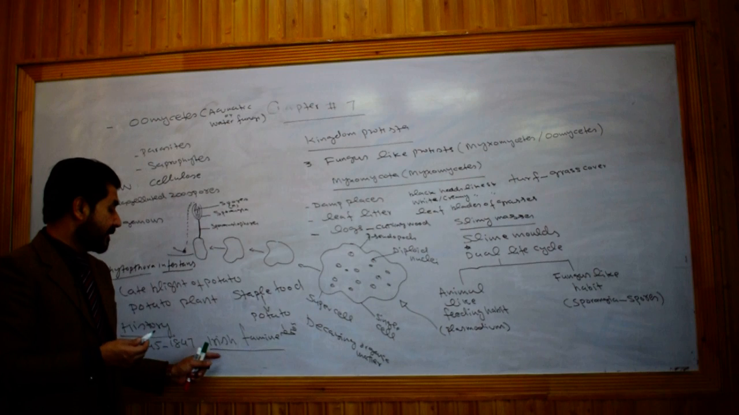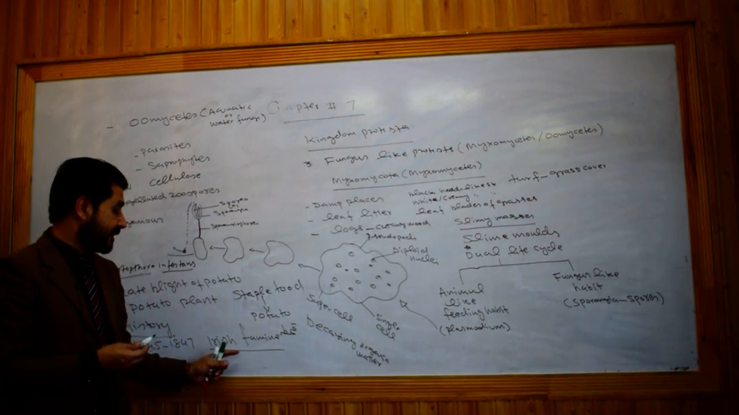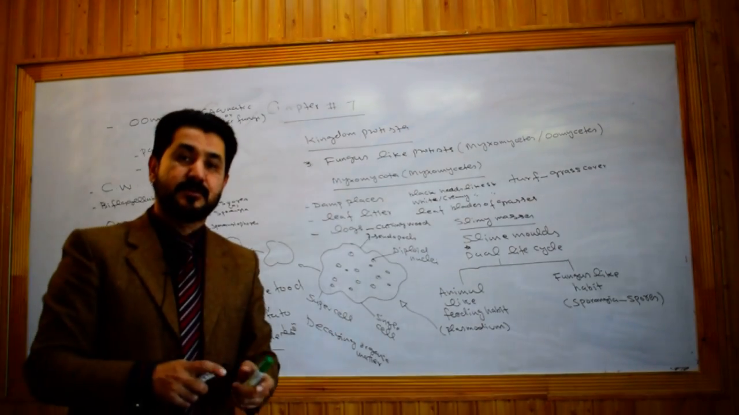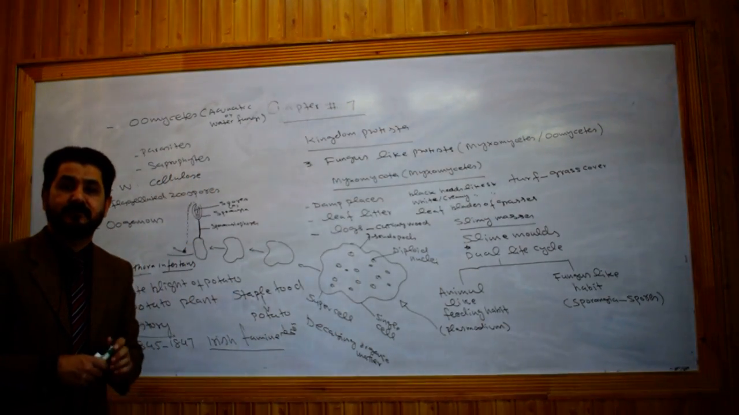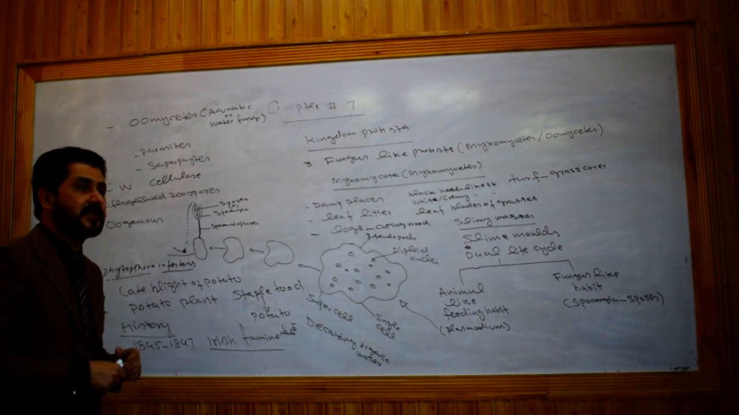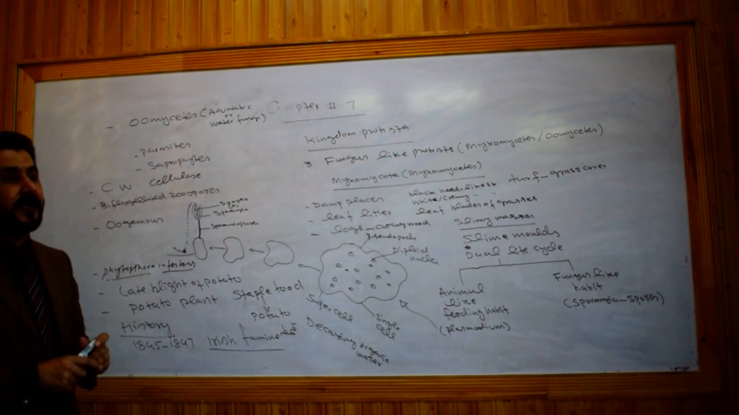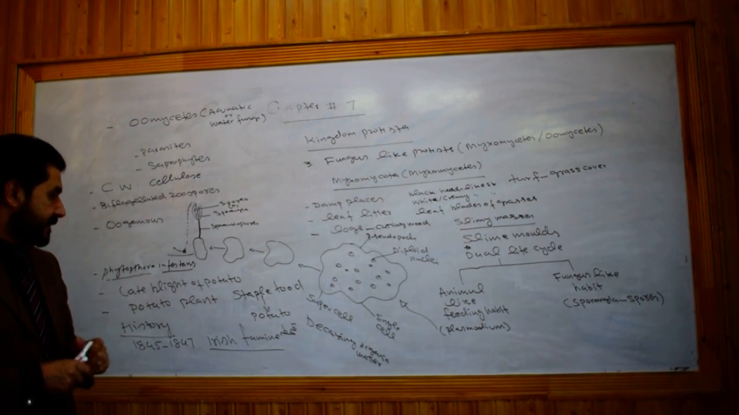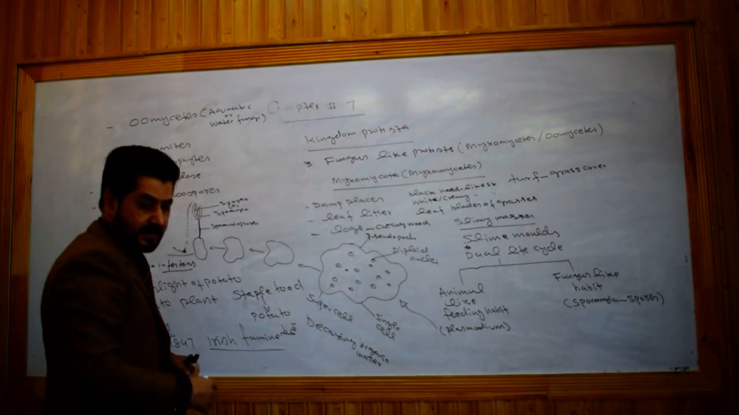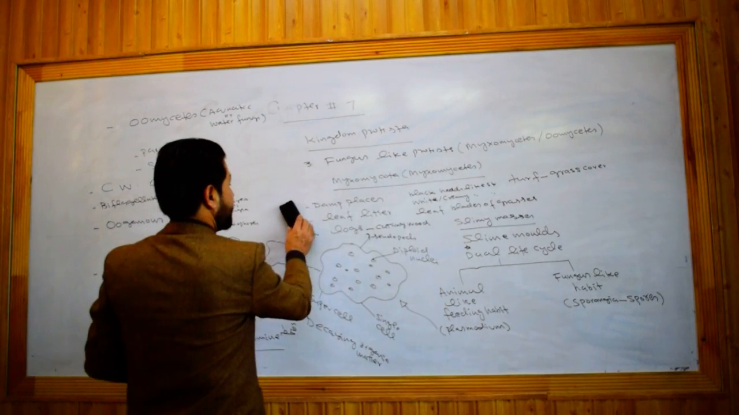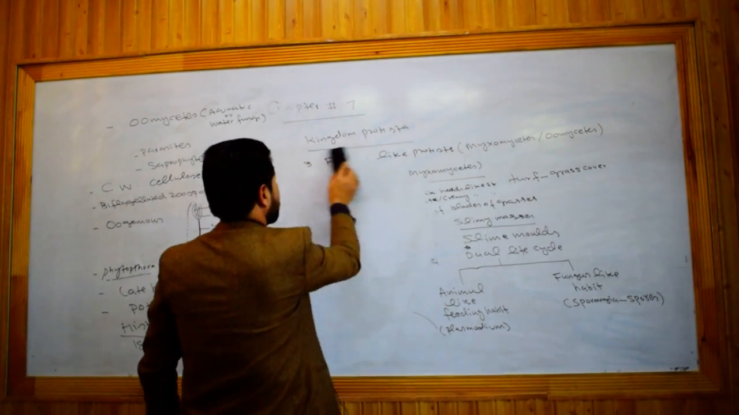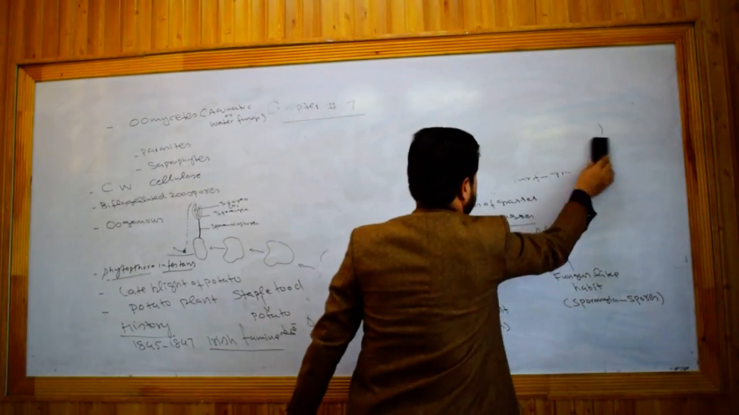It is responsible for the Irish famine, which was caused by this fungus in Ireland. Millions of people were affected by this fungus, and millions of people left their homeland and migrated to the neighboring country. So this is the history of this fungus. Now we will discuss its life cycle, how it completes its life cycle.